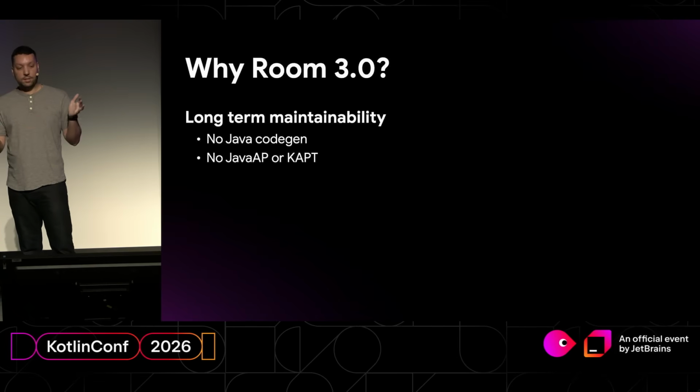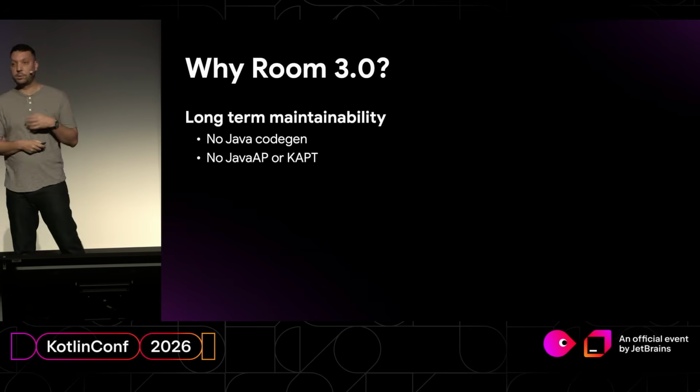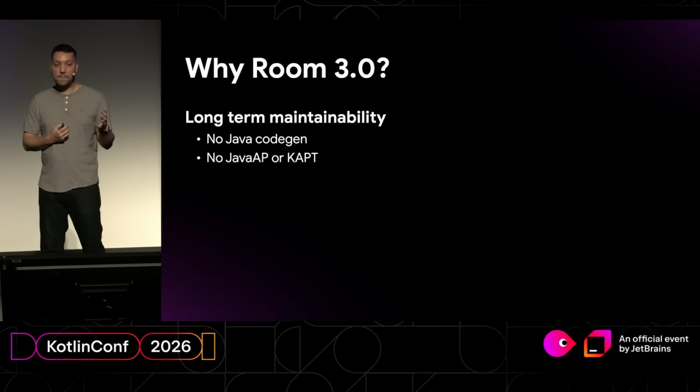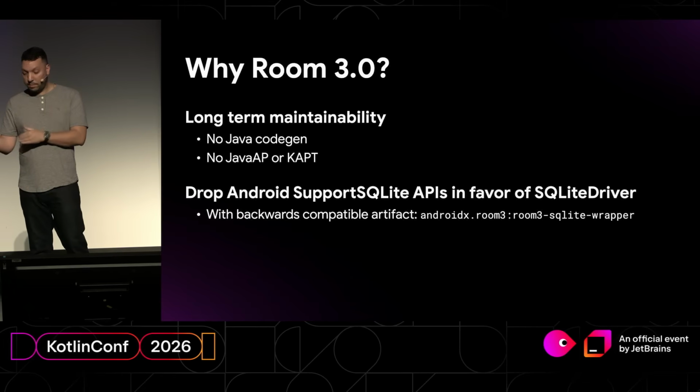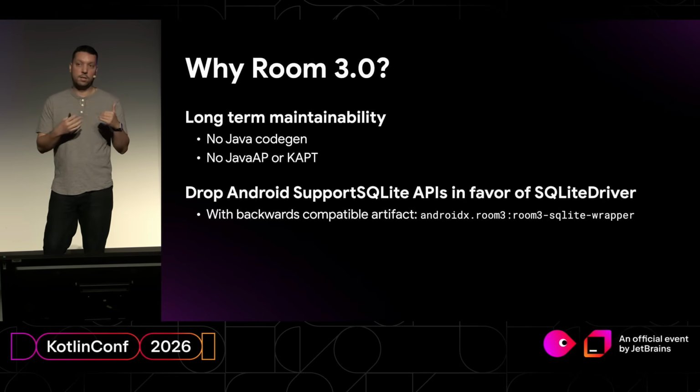Well, there's a few reasons, but we wanted to do a major breaking version. One was for the sake of the project, for long-term maintainability. Room 2.0 supported many combinations of setups of environment. It generated Java code, supported KSP, supported Java annotation processor. So you can imagine that being complicated. The other big thing we did in Room 3.0 was drop the Android support SQLite APIs. These were really holding the library back, and instead we opted to use the SQLite driver APIs, which were made from the beginning for KMP.